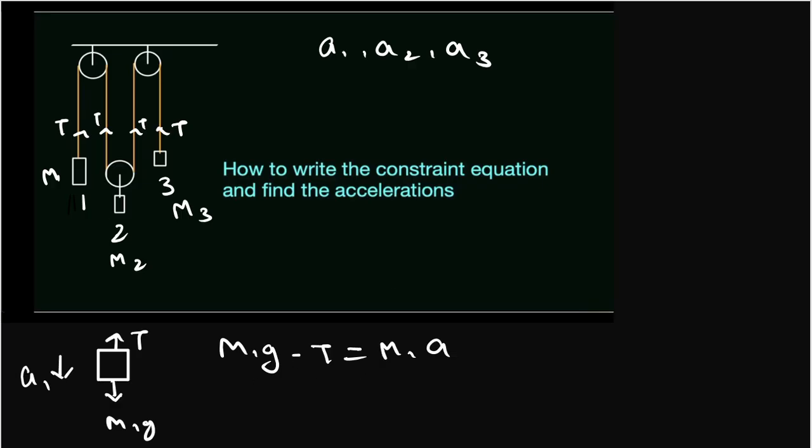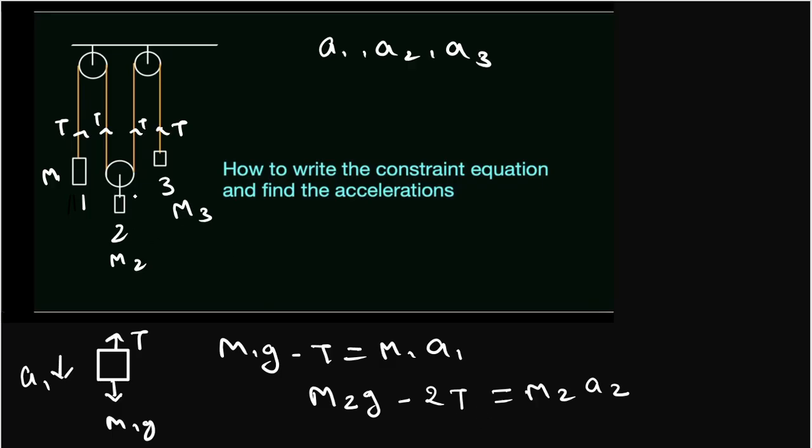Similarly, we can write the equation for this one too. We assume that the second block is also going down. We can assume anything; we are independent in our assumption. So we write M2G minus 2T, since the total tension upward is 2T, is equal to M2A2. And we assume the third block is also going down with acceleration A3.